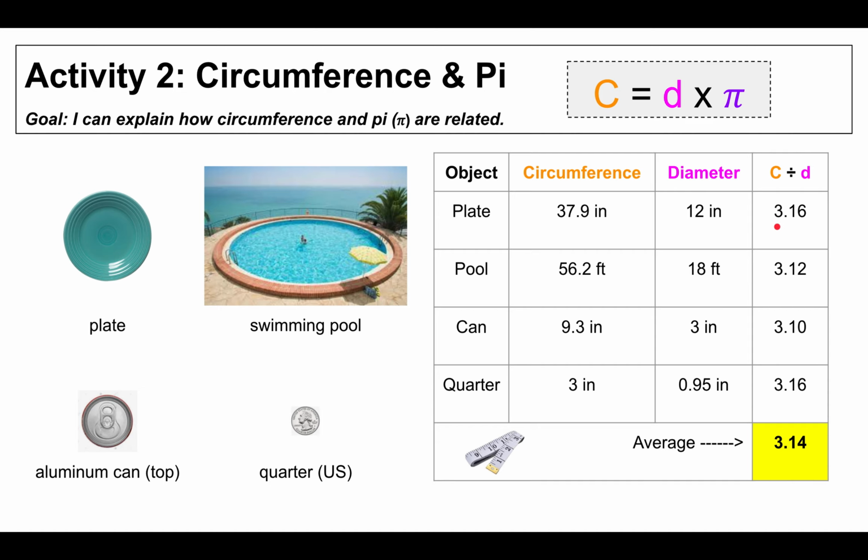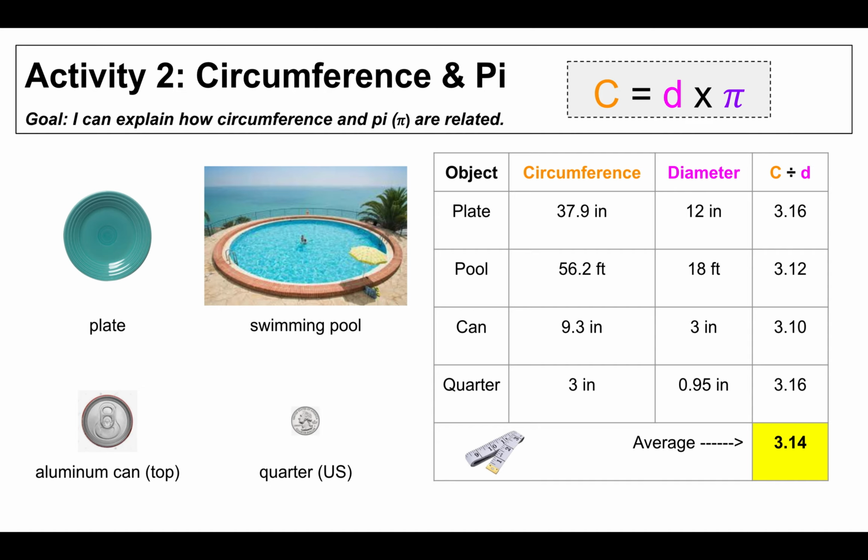For the plate, the ratio was 3 and 1600ths. For the pool, it was 3 and 1200ths. And you can see for the can and the quarter. Well, here's something that you should remember from math class. We're not robots. We're not perfect. There's going to be human error anytime that humans measure.